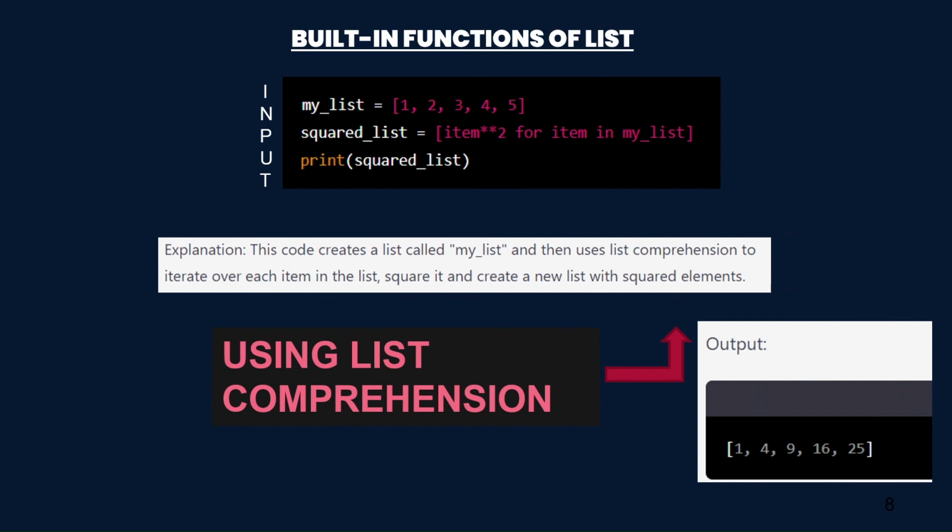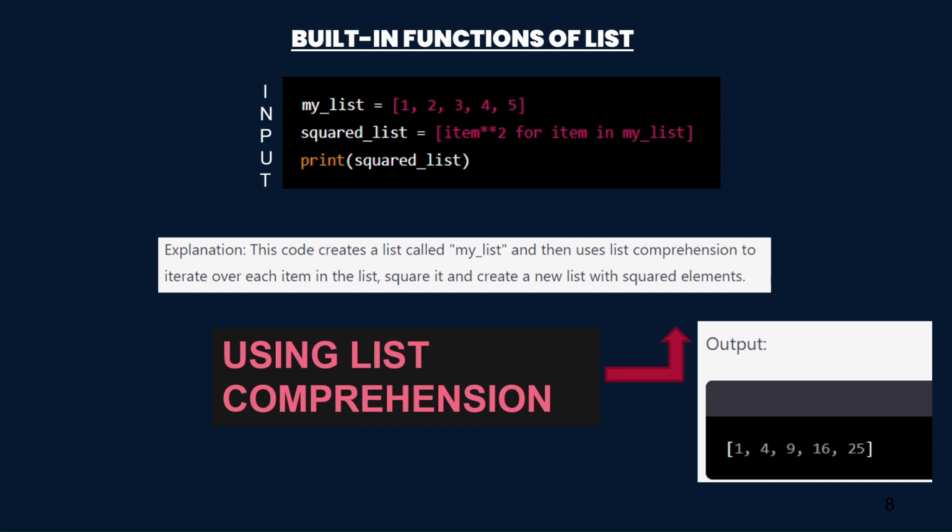So this code creates a list called my_list and then uses list comprehension to iterate over each item in the list, square it, and create a new list with squared elements. So it simply means that all the items of the list will get squared if we write this code. So it is like this: my_list equals 1, 2, 3, 4, 5, then squared_list equals item, we have an asterisk item here, item ** 2 for the exponent sign, ** 2 for item in my_list. Alright, then print squared_list.